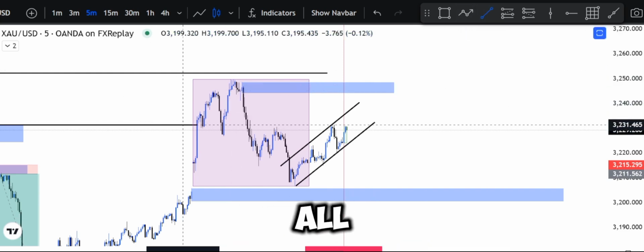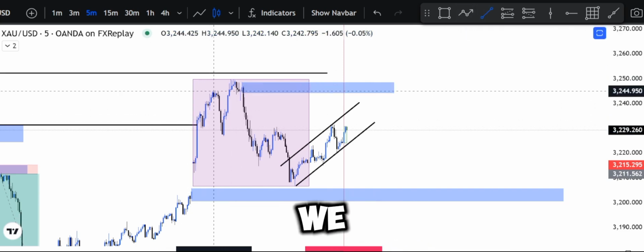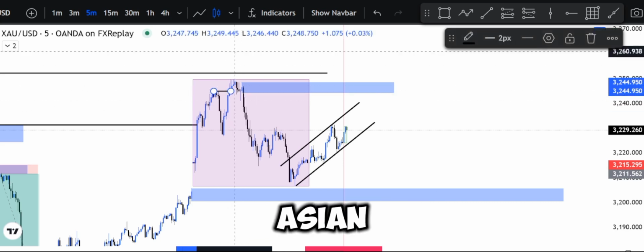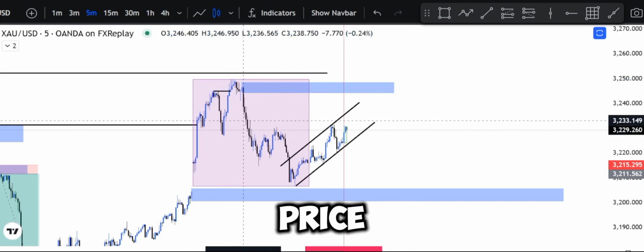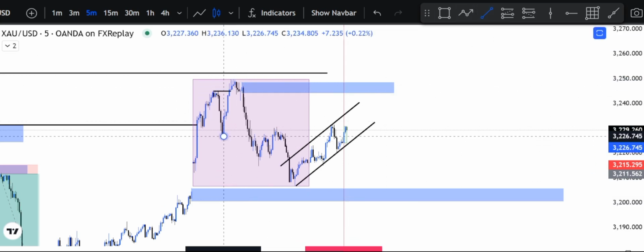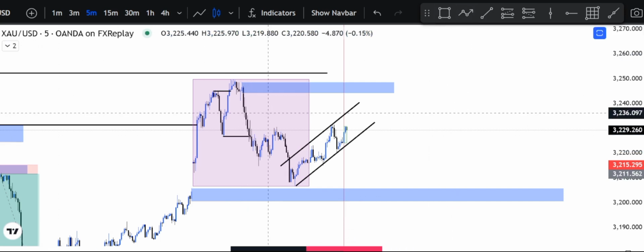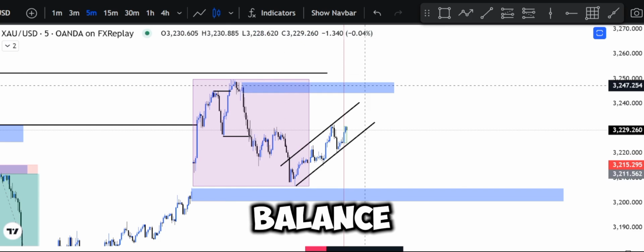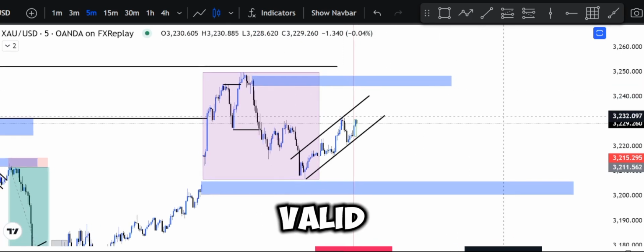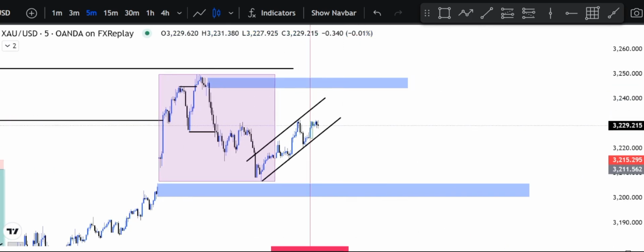First of all, we have inducement of yesterday high. We also have inducement during Asian session. Price broke structure here. Price left an imbalance. So this supply is valid. So let's see what happens.